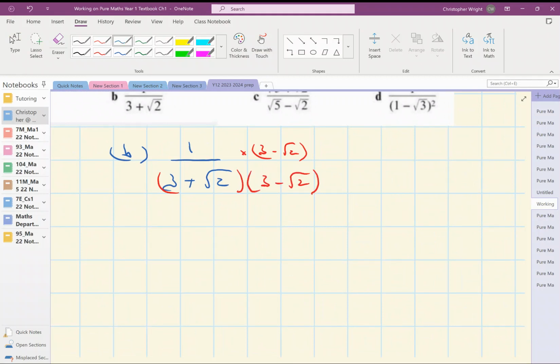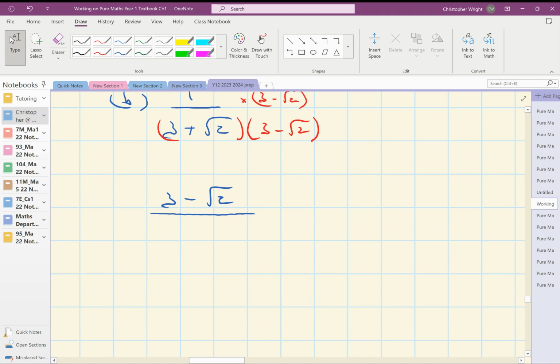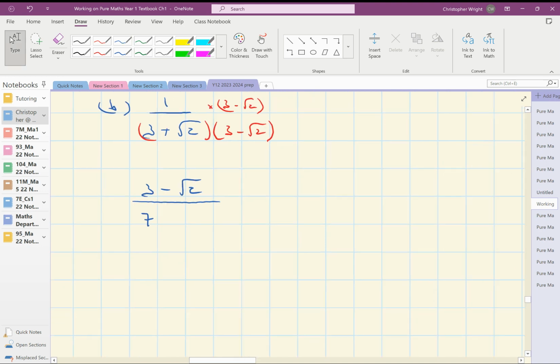So that's going to give me 3 minus root 2 as the numerator, and on the bottom here, I'm going to get 3 3s are 9, and then I'm going to get plus root 2 minus root 2, which is going to give me minus 2. So I've got 9 minus 2, which will give me 7. And what about the root 2's? Well, they're going to disappear, of course, because I'm going to get plus 3 of them minus 3 of them. So my final answer is 3 minus root 2 over 7.